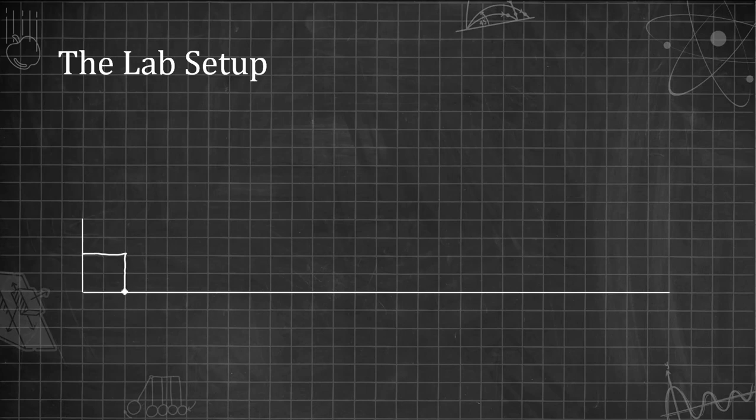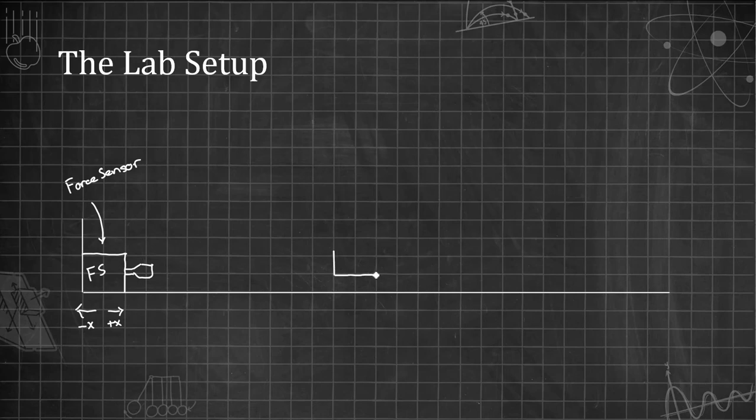On the left-hand side we're going to have a force sensor, and we're going to set up that force sensor so that if it's pushed it's going to read a negative force, and if the force sensor is pulled it's going to read a positive force. Meaning when the cart collides with this force sensor, we should be getting a negative reading from the sensor.